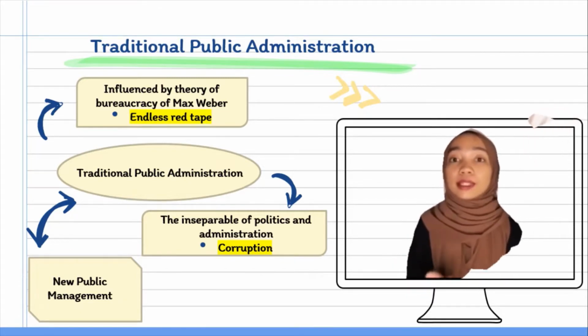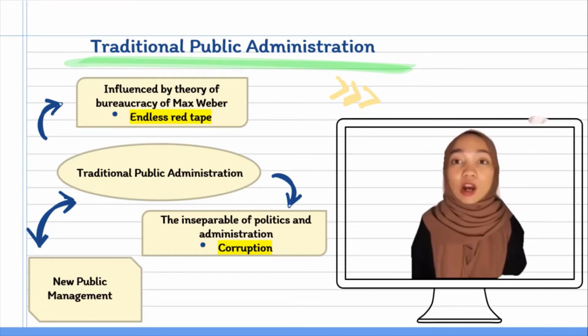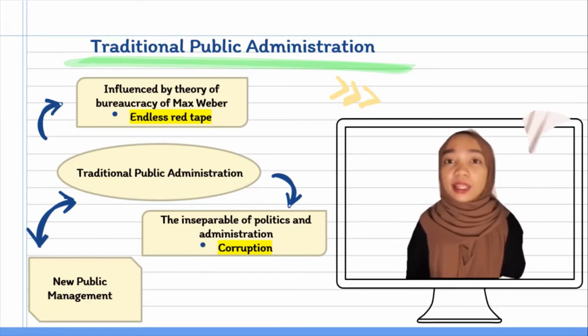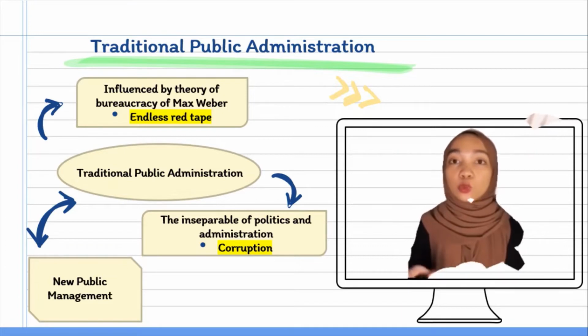Before the 1980s, the traditional model of public administration was influenced by Max Weber's ideal, which is the nature of bureaucracy. The features of traditional public administration were the hierarchy in the organization, and the permanent staff were neutral as they only work to serve the public interest and implement the policy that has been formulated by the politician.